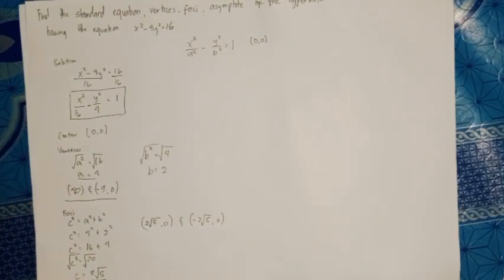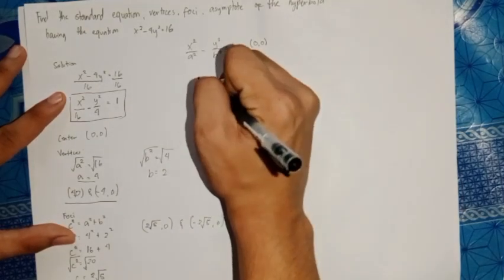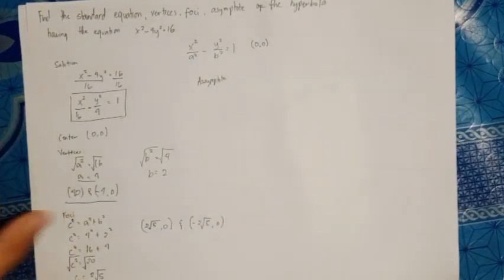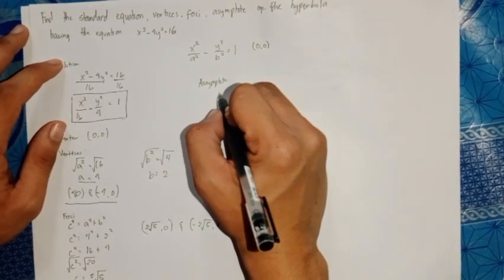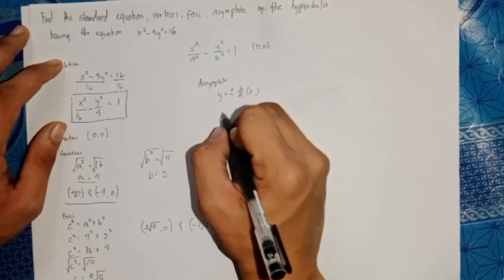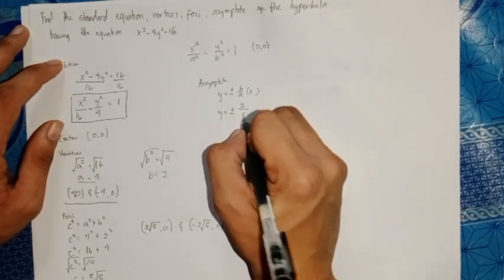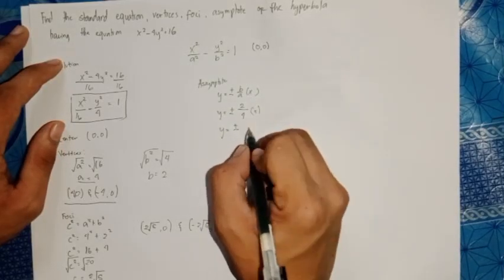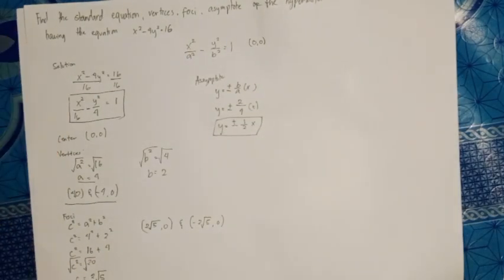Next, we will find the asymptotes. To find the asymptotes, we will use the formula y is equal to positive or negative b over a x. Just substitute the values. Our b is 2 and our a is 4. Therefore, we have 2 over 4, so our asymptotes are y equals positive or negative 1/2 x. This is our asymptote. Now we can graph our hyperbola.